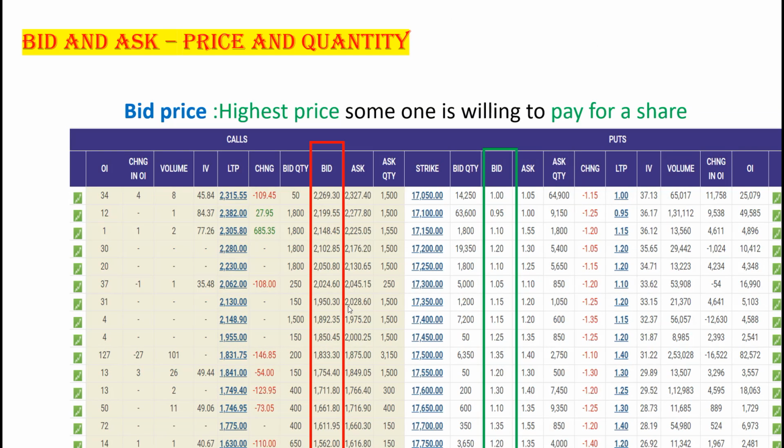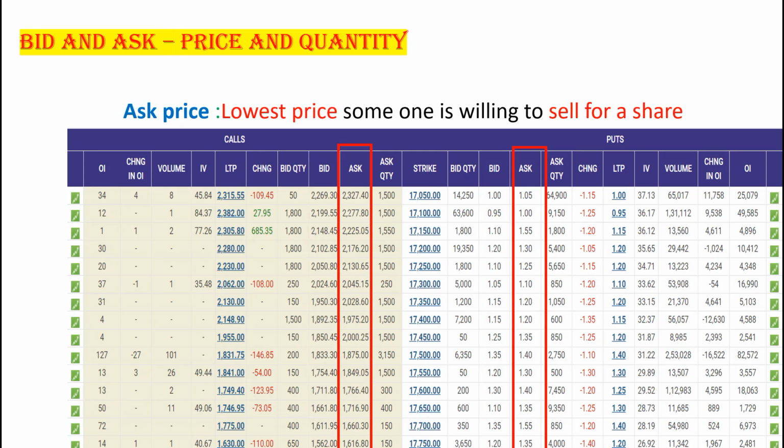Bid price. What is called bid price? The highest price someone is willing to pay for a share is called the bid price. On the other hand, what is called ask price? The lowest price someone is willing to sell for a share is called the ask price. In my next video, we can see the other components of the option chain and how we can interpret the OI data in our trading.